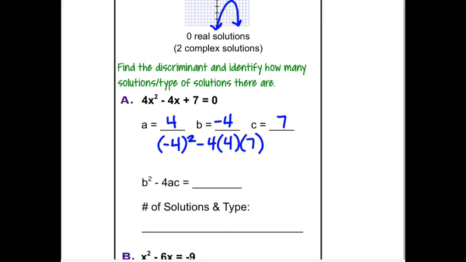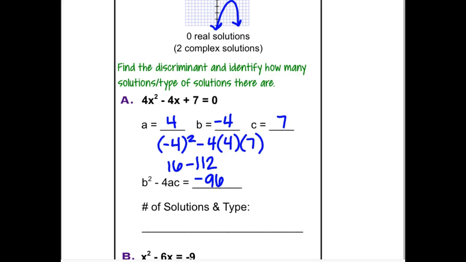So negative 4 squared is 16, and 4 times 4 is 16. 16 times 7, I'm going to go a different way. 4 times 7 is 28. I double 28, I get 56. I double 56, I get 112. So I can already see that it's going to be negative, because it's like saying I only have 16 bucks and what I want costs 112, which means that I am 96 short, so negative 96.